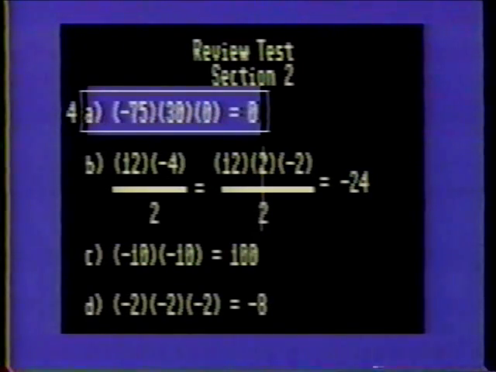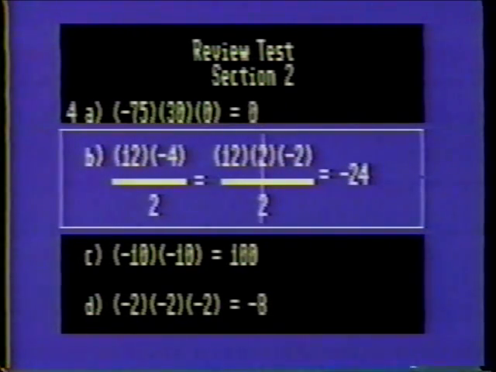Problem 4A. Before attempting to multiply these numbers, remember the properties of 0 when dealing with multiplication and division. Multiplying any real number by 0 always results in 0. Thus, negative 75 times 30 times 0 is 0.